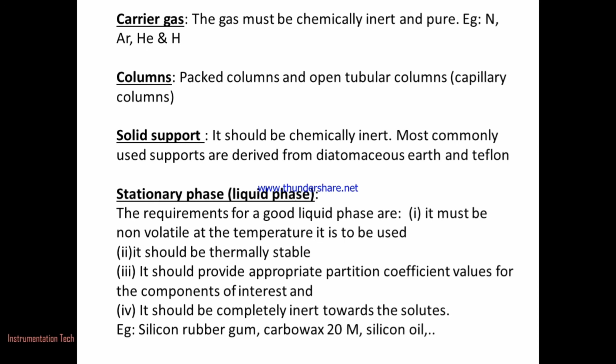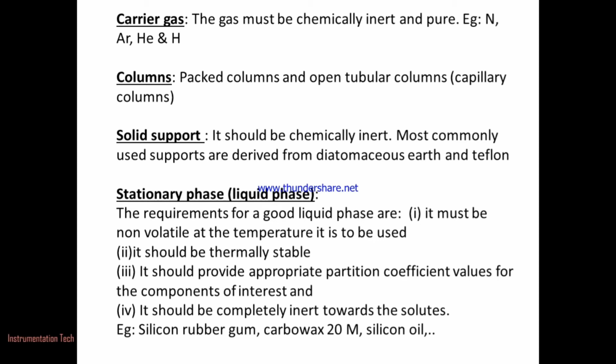Carrier gas: the carrier gas must be chemically inert and pure. Examples: nitrogen, argon, helium and hydrogen. Then columns. There are two types of columns: packed columns and open tubular columns. Open tubular columns are also known as capillary columns. Next, the solid support inside the column. The solid support inside the column should be chemically inert. Most commonly used supports are derived from diatomaceous earth and Teflon.